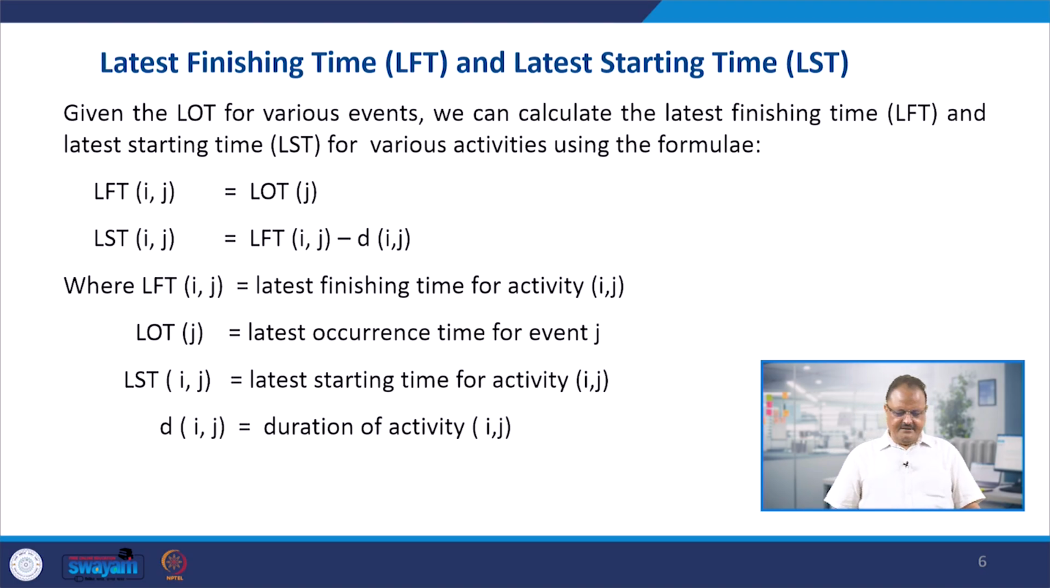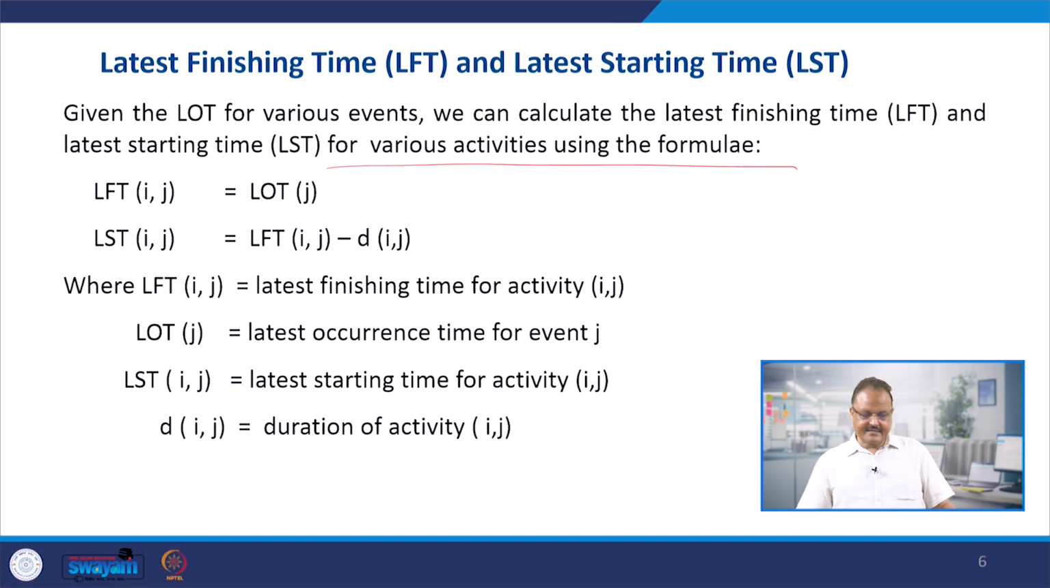Then the next thing is the latest finishing time and the latest starting time, the LFT and LST. Given the latest occurrence time of the various events, we can calculate the latest finishing time and the latest starting time for various activities using the following formulas. For this purpose, you have to use these two formulas: the latest finishing time of activity IJ is equal to the latest occurrence time of the event J, and the latest starting time of IJ is equal to LFT, the latest finishing time of activity IJ, minus the duration of activity IJ, right.